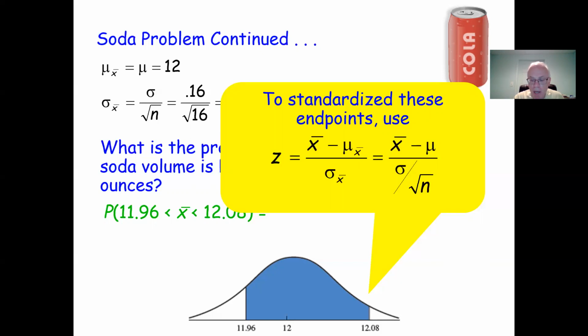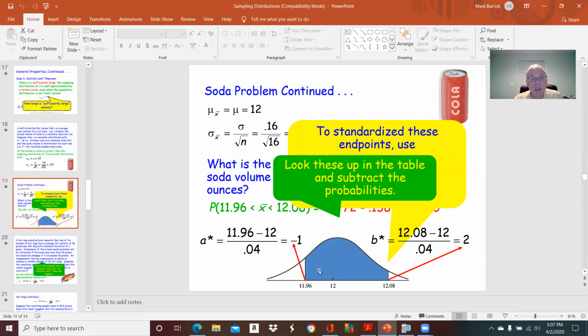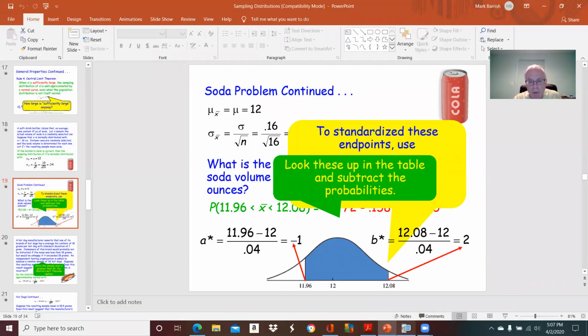So let's just go back a minute. Here are two numbers, 11.96 and 12.08. The mean is 12, and this is our standard error here, right? 0.16 divided by 4, that's the square root of 16, is 0.04. Okay. So to do this problem, we go into normal CDF. So I'm just going to get out of the slideshow here. 11.96, and what was the other number? 12.08. 11.96, 12.08. We'll go into our calculator.